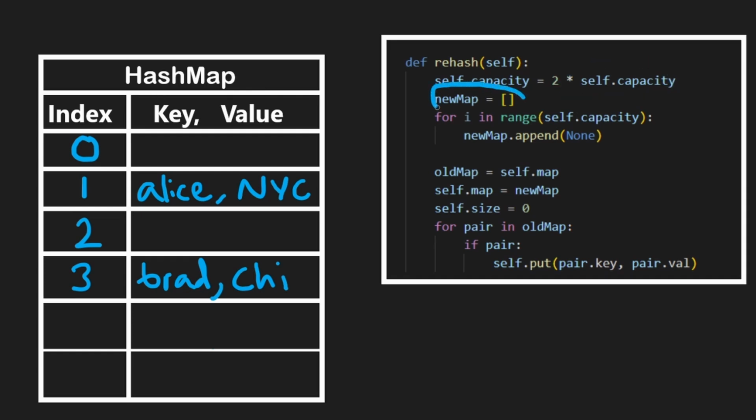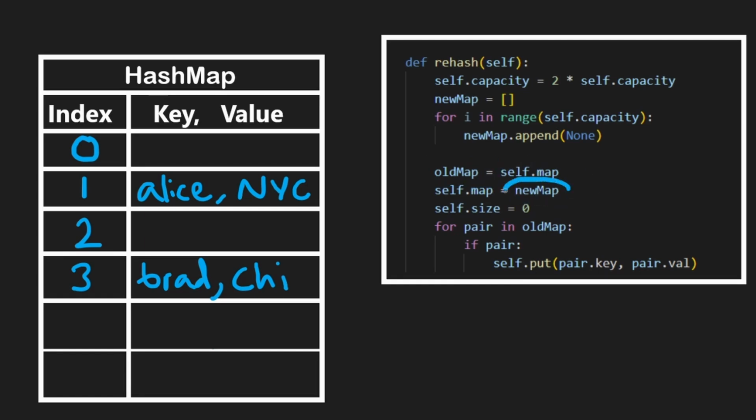So we're going to declare a temporary variable for our new map. It's going to be an empty array so far, but we want it to be of the size of the capacity that we're trying to do, which is roughly double the previous capacity. So we could do a loop for that. We could just append null to it to indicate that there aren't any actual pairs in this just yet. And then we're going to take our current member map and assign it to a temporary variable, old map. Then we're going to take our new map and assign it to the member variable.